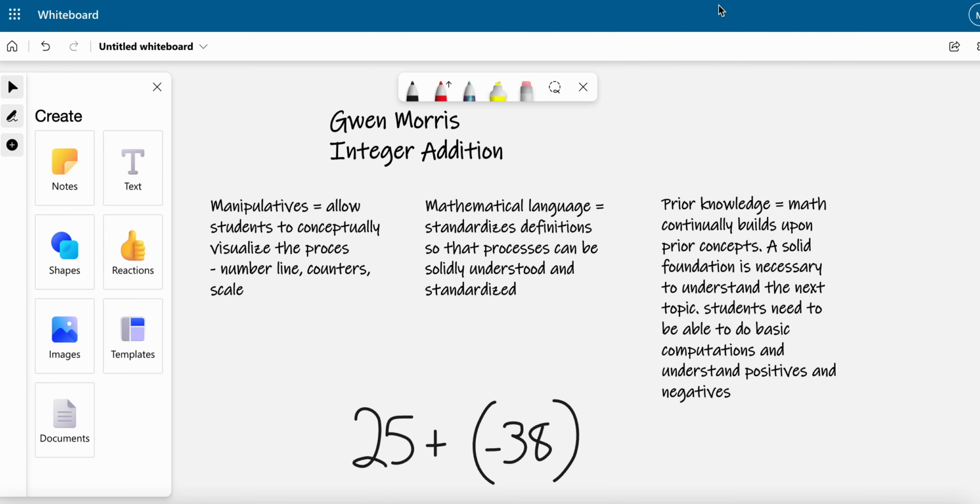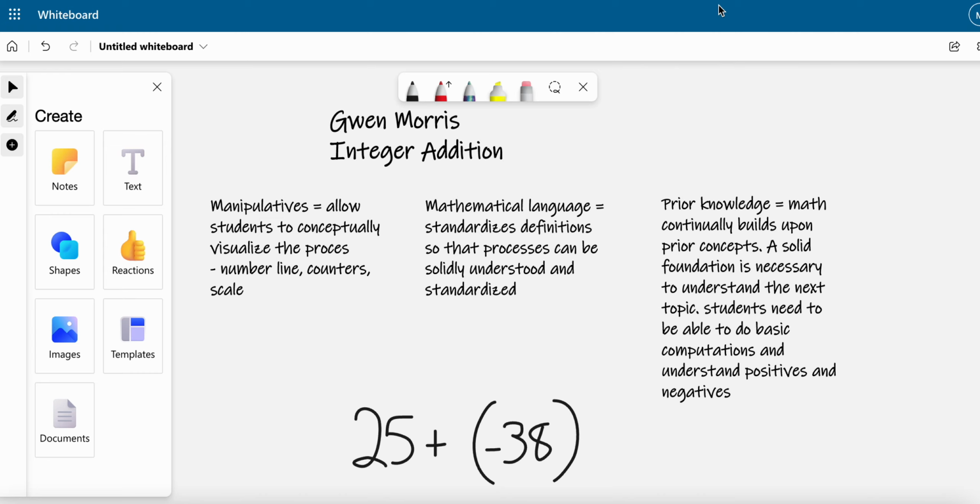As far as mathematical language goes, it's extremely important to use consistent terms because that really standardizes the definitions of the processes and the properties. And that way it's easier for students to really have specific definitions and procedures in their heads for how they can perform operations.